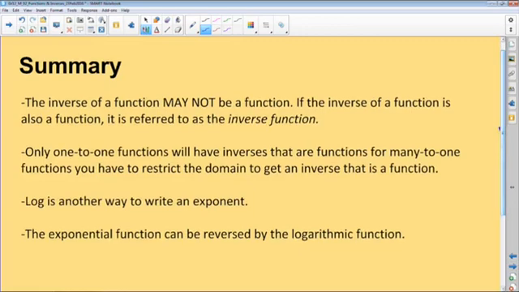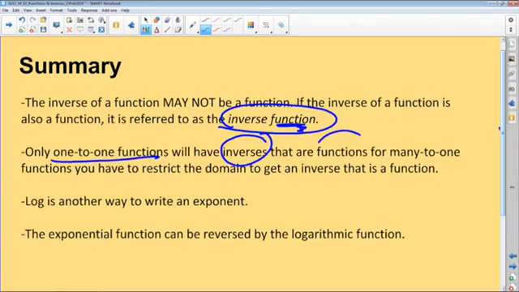So just to quickly recap what we did in today's lesson, we saw that the inverse of a function may itself not be a function. If the inverse of a function is also a function, we refer to it as an inverse function. Remember, you can only use functional notation when your inverse is also a function. Also, importantly, only one-to-one functions will have inverses that are also functions.